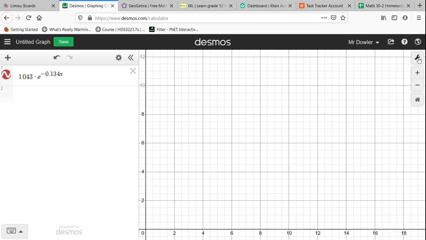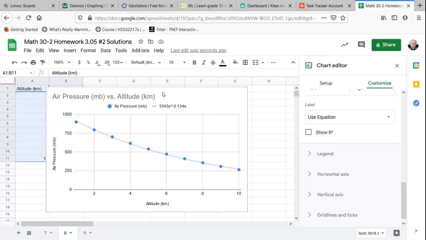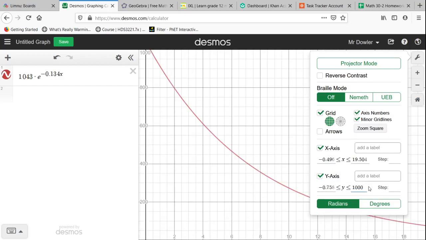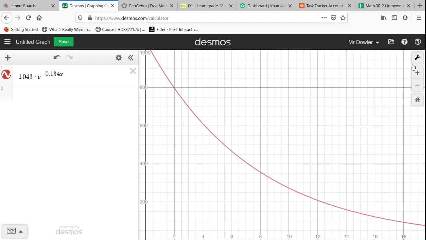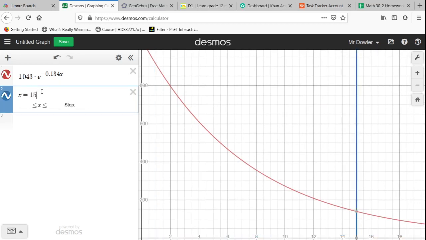And we need to adjust our y-axis so everything fits. The highest value we have in our data is about 1,000. So we'll leave the lower limit alone, but we'll change our upper limit to 1,000. So estimate the pressure at 15 kilometers in altitude. That's going to be about 139.75 millibars. To the nearest tenth, 139.8.